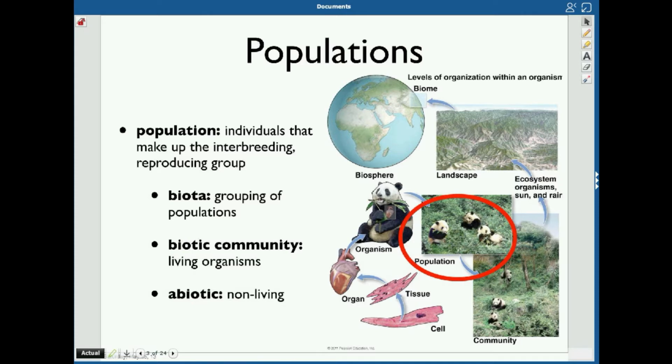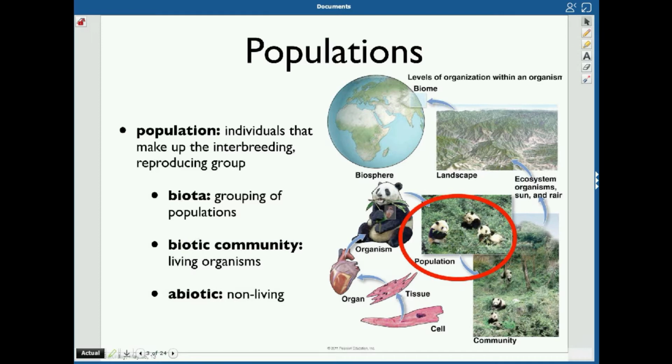So a population is basically a group of individuals that can reproduce together. It's a group of individuals of the same species living in the same spot, somewhere where they can reproduce. And you can have different populations. For example, we could have the human population of Georgia, the human population of the United States, the human population of North America, or the human population of the entire world. It's up to you to decide what population you're talking about.